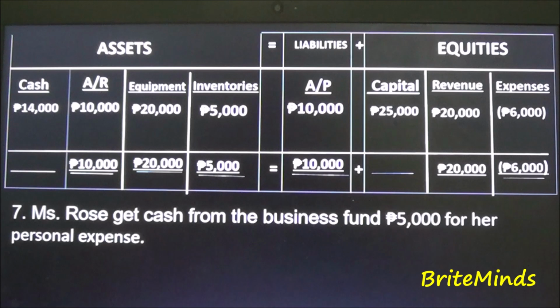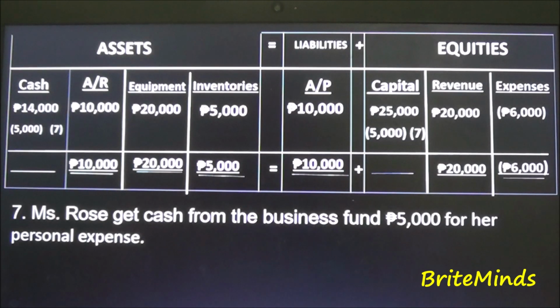So what will be the accounts that will be affected by this transaction? So she removed 5,000 pesos. There will be a decrease in assets, especially in the cash account, 5,000 pesos. And then on the right side, it will affect the capital account, because the owner withdraws 5,000 pesos.